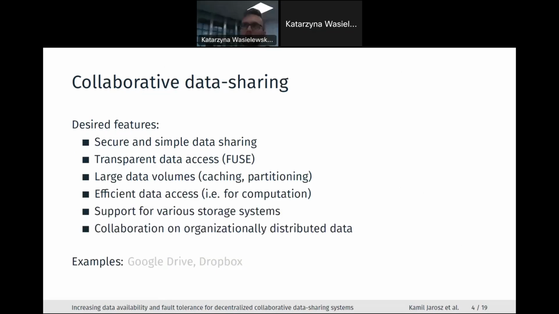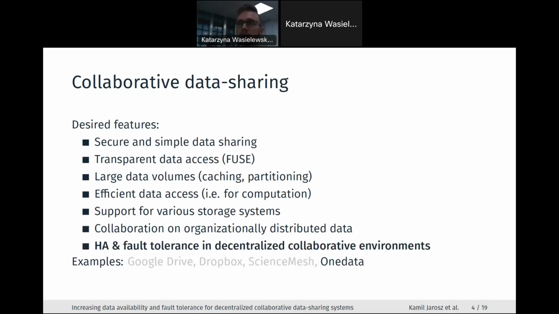But for more advanced features, like efficient data access, sharing large data volumes when we need to share data for computation, large volumes of binary data, where features such as caching or partitioning are not only desired but sometimes necessary, that's problematic. We also have situations where organizations provide their own storage. So these systems tend to be distributed and not centralized. Examples of projects that implement these features are ScienceMesh or OneData.